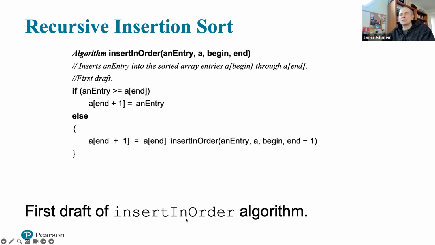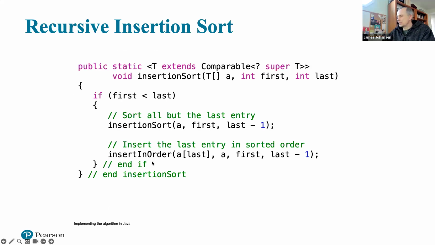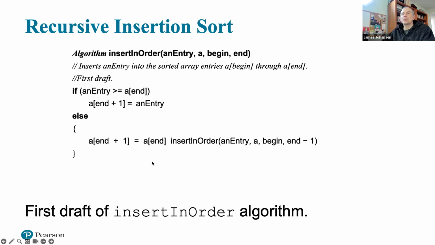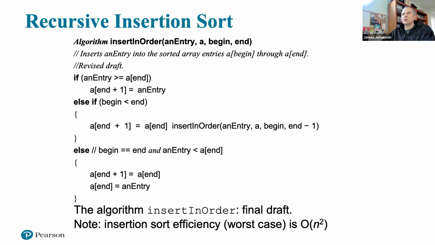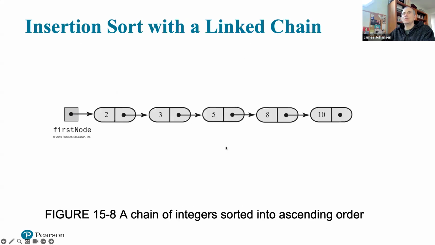And so here is this insert in order that we're starting to unpack. We have an algorithm for that. We saw this roughly before, but now we're getting a chance to see things at a little bit lower level of how it actually works. Here we have the recursive insertion sort, and then we have the insert in order piece that's within the code.